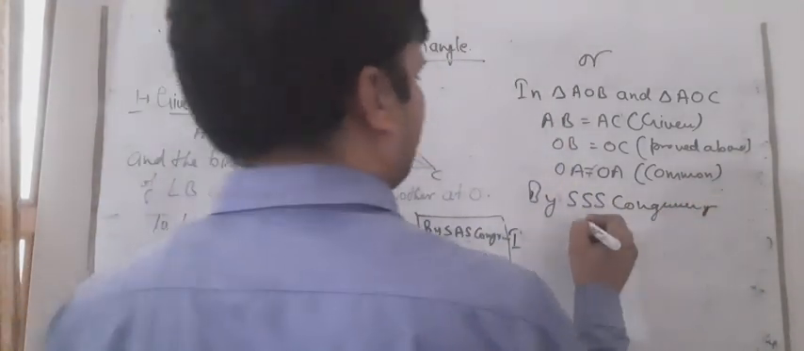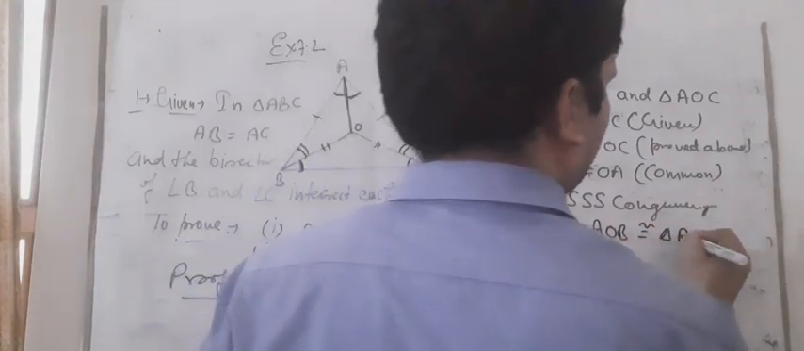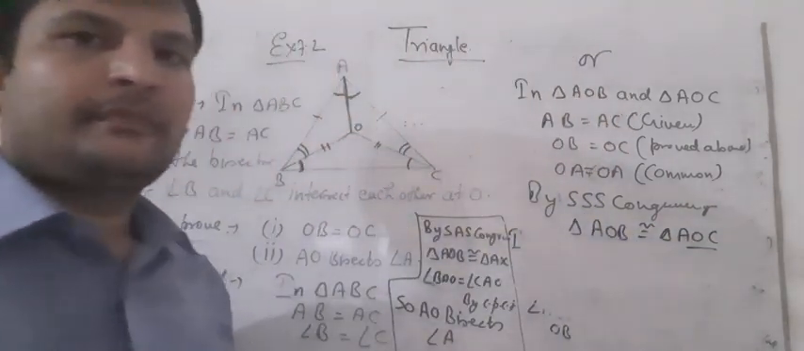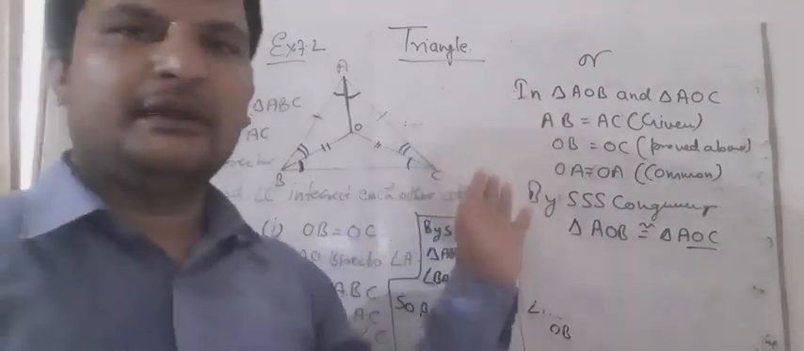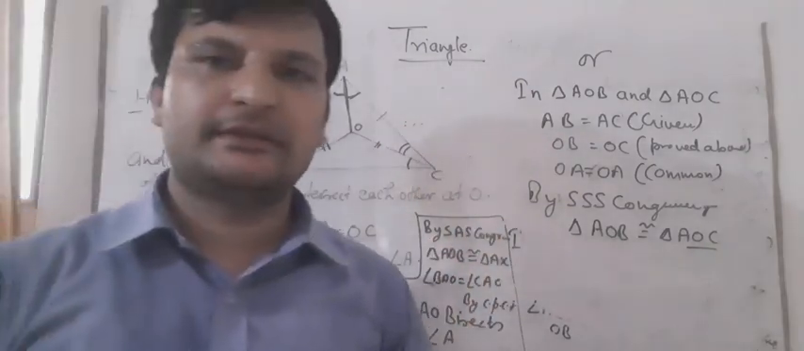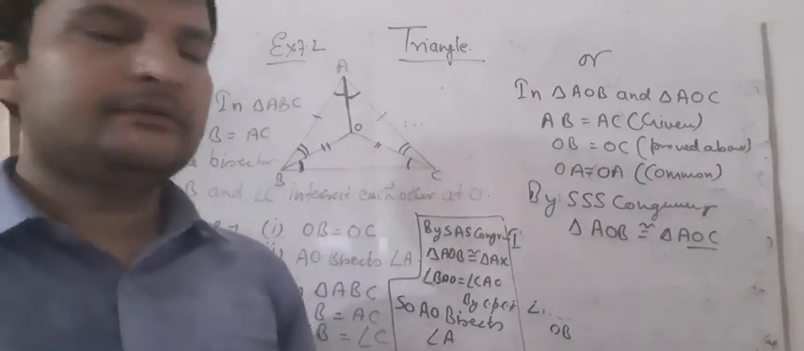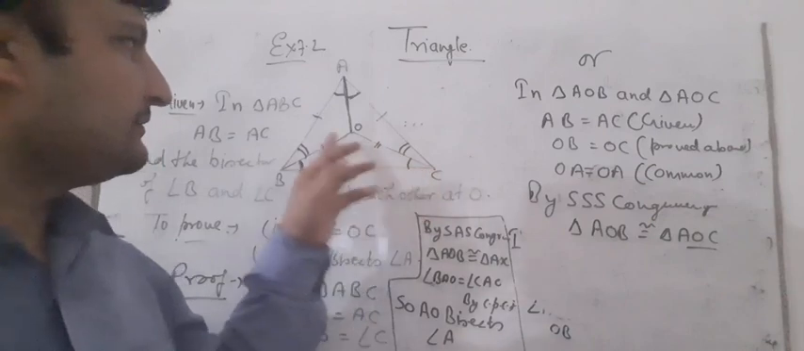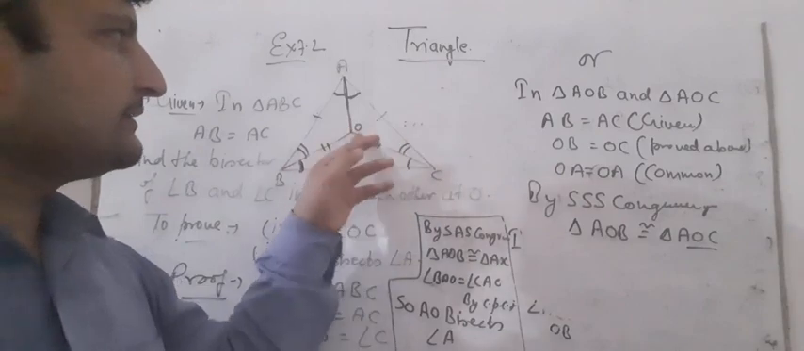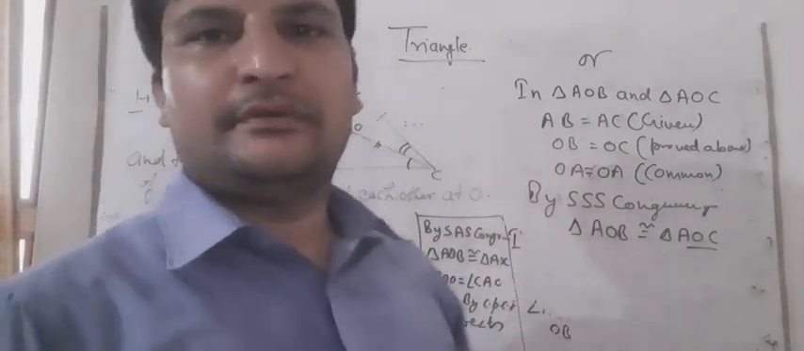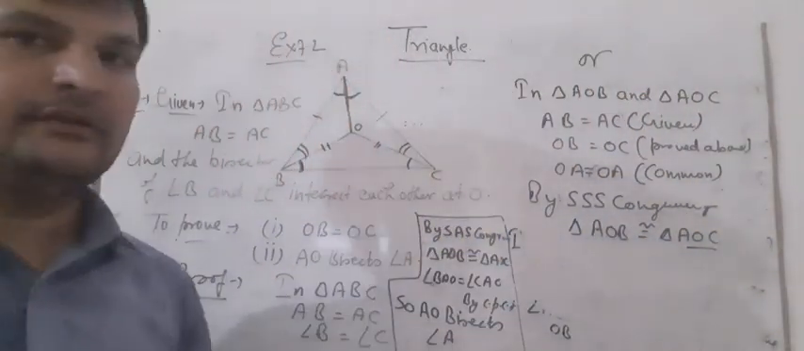triangle AOB is congruent to triangle AOC. This method is a little easier, students. You can use either one of the methods. Both the answers are correct because in this figure angle B and angle C are the bisector of it, as given, it means this angle is equal to this angle, and similarly this angle is equal to this angle. In both the triangles we can use SAS congruency or we can use SSS congruency. Both the answers are right, so you can note it down.